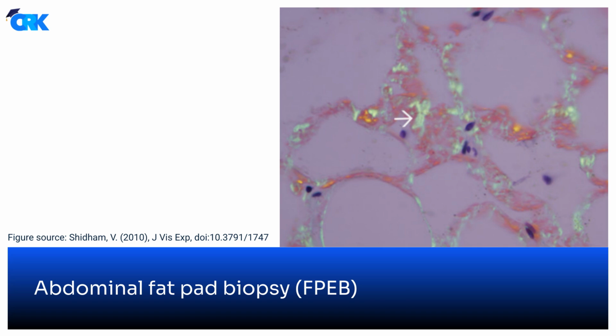Congo red binds specifically to beta-pleated sheet structures typical of amyloid proteins, and when viewed under polarized light, it produces this characteristic green hue. These findings are diagnostic and support the presence of amyloid angiopathy in the sampled fibro-adipose tissue. Identifying amyloid in blood vessel walls, especially with this birefringence, is a critical diagnostic clue in systemic amyloidosis, including both AL and ATTR subtypes.